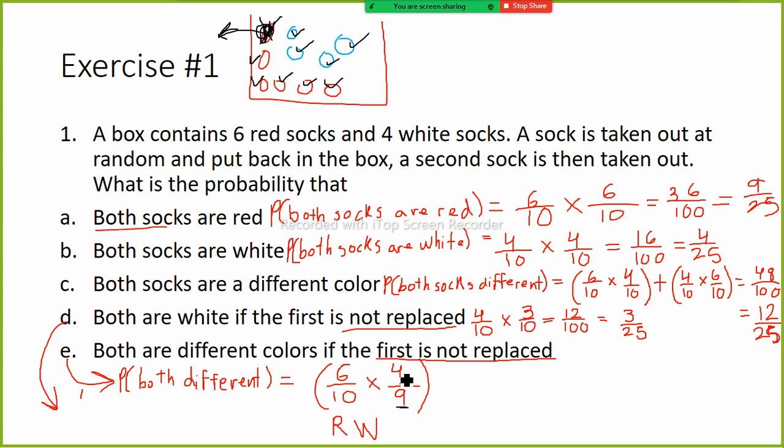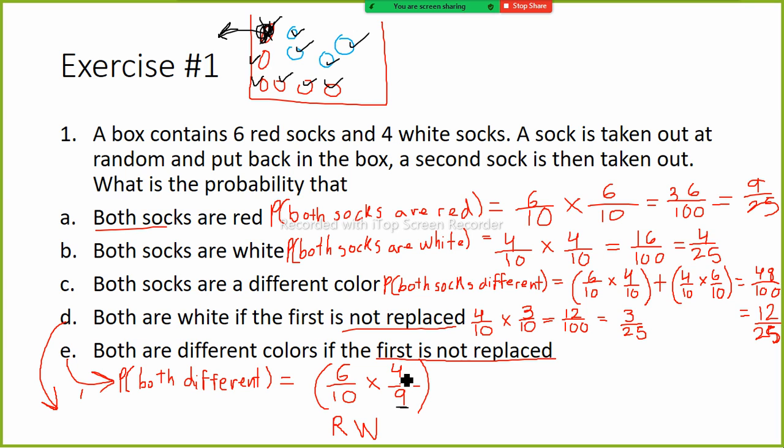So I understand it a little teeny bit. A little teeny bit. Remember, you took out the red one already, so you only have 9 left. So it's going to be 4 over 9. How on earth did we get 9? That's the question. It was 10 socks. You take out 1. Now you have 9.